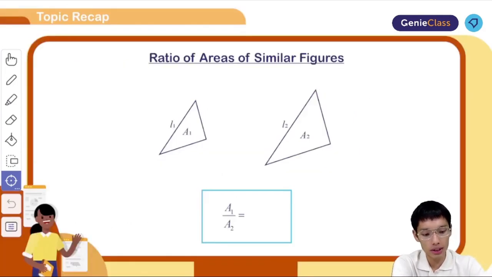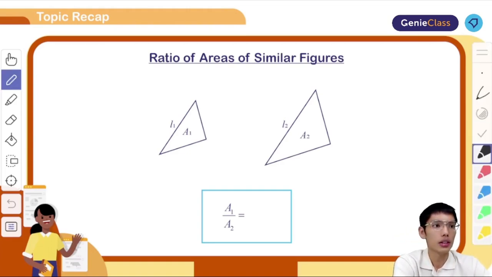Ratios of area of similar figures. If A1, A2 are the ratios over here, what can I use for the L1 and L2 specifically? What is the ratio I can use here? Can anybody tell me? Okay, this is a good recap over here. Hint, it has something to do with me doing a certain notion over here. Very good, Denise. Anybody else want to try? Very good.